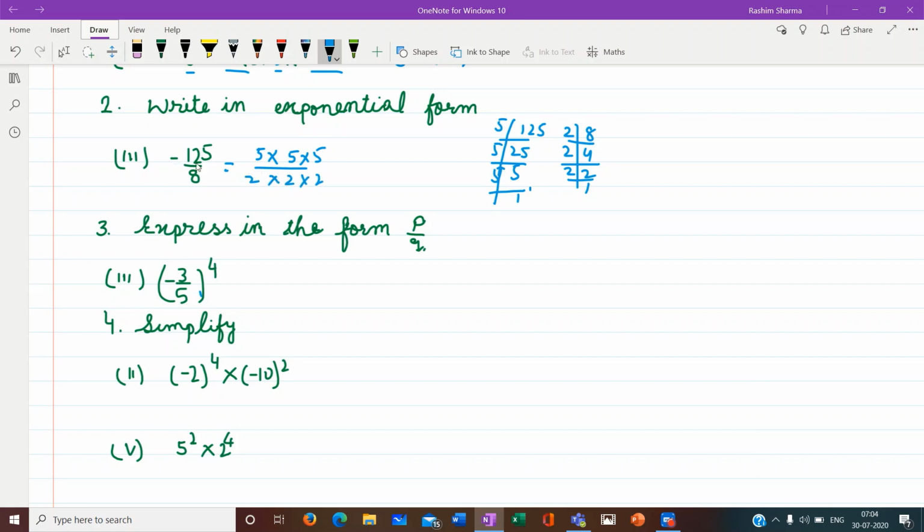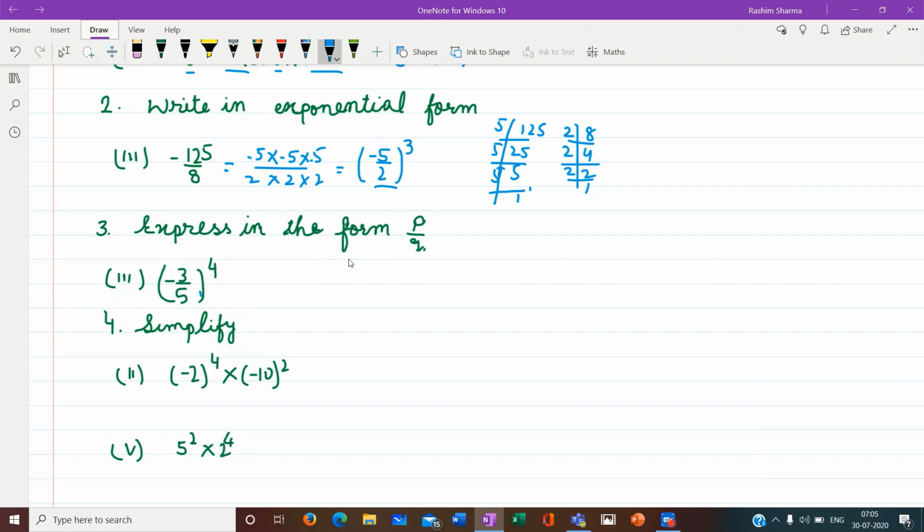Now this minus sign. If I write the minus sign with 5, a negative sign 3 times, an odd number of times, gives negative. So we can write it as minus 5 upon 2, and here both numbers are 3 times. It means their power is 3. So this is the exponential form of it.